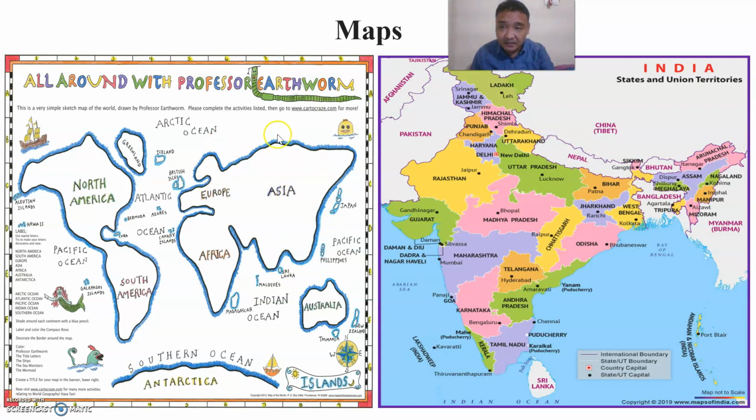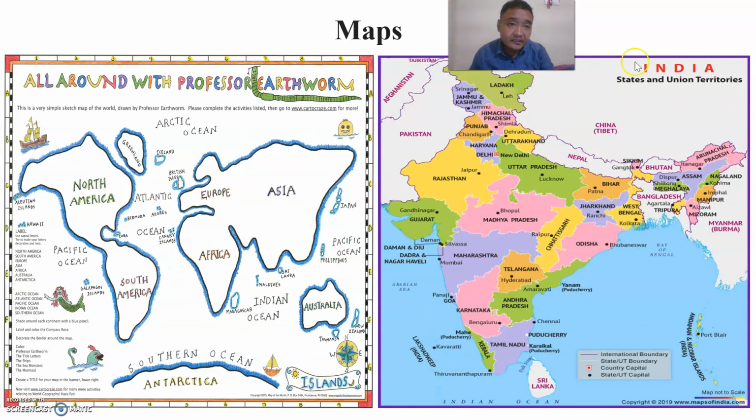You can see the 7 continents and oceans. You can see the Pacific Ocean, Indian Ocean, Australia. Then you can see Antarctica and the Southern Ocean. You can see the Pacific Ocean, Atlantic Ocean. Then you can see the 7 continents. Asia is largest, then Europe, then Africa, and South America and North America, Australia. All these continents. You can see the islands also.